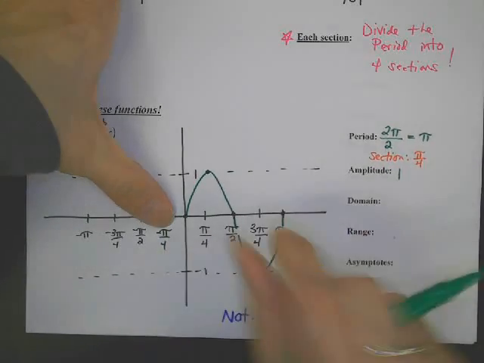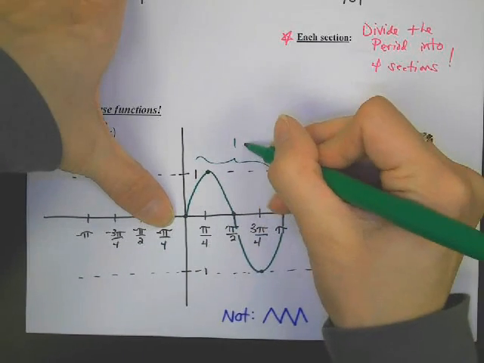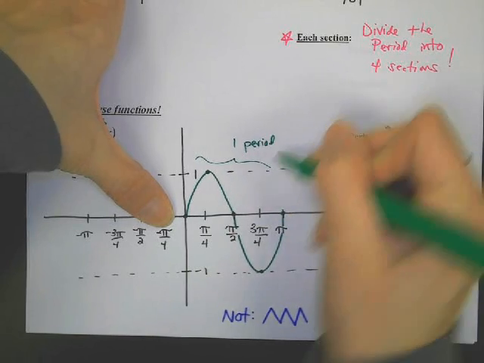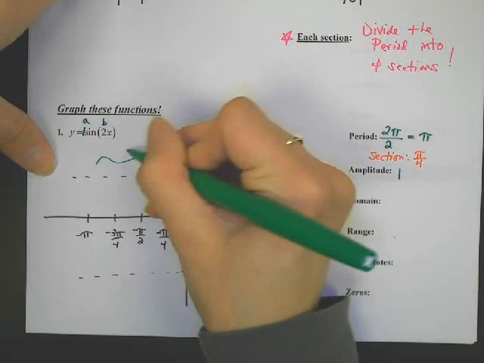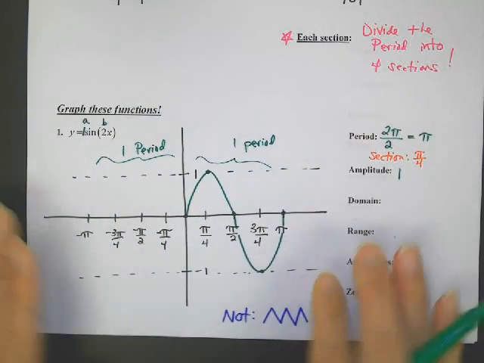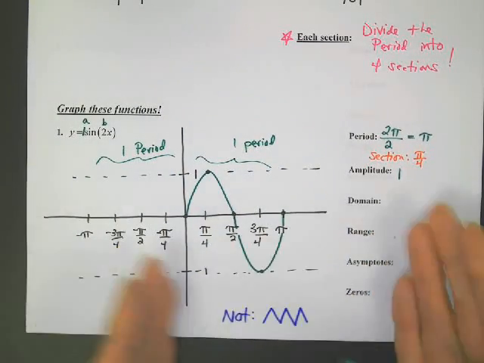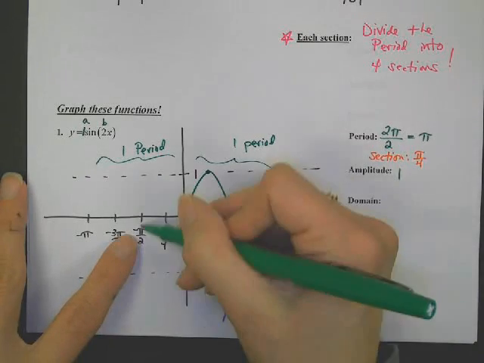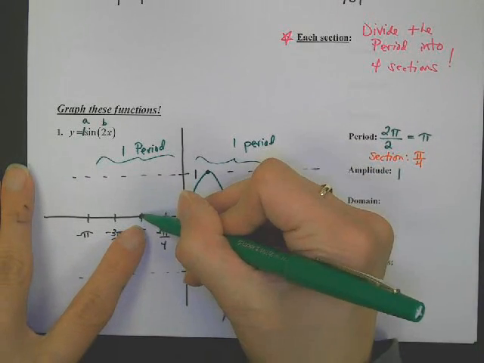Let's go to the left here. So this is 1 period. I'm also going to draw another period here to the left. Okay? This is 1 period to the left. I am always going to require that you draw 2 periods. One to the right, one to the left just seems to make sense. It fits on there nicely.